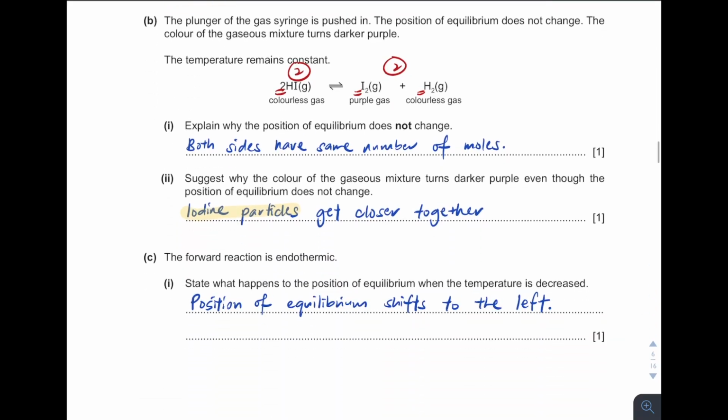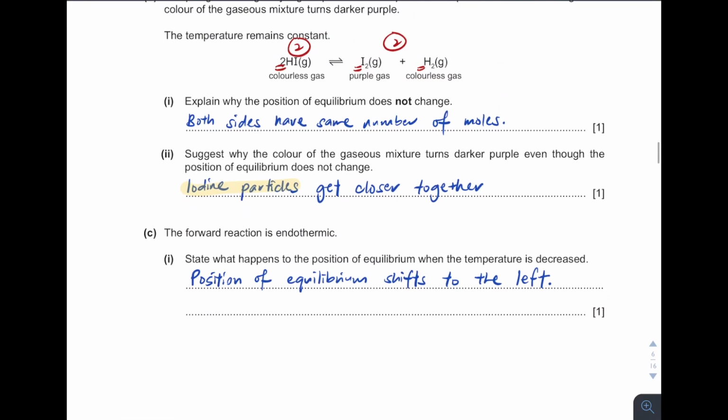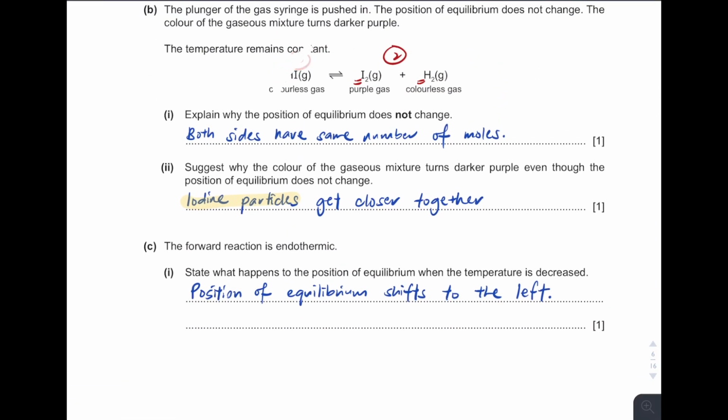Then see, it's mentioned here that the forward reaction is endothermic, which means the backward reaction is exothermic. So what happens to the position when the temperature decreases? Remember, a decrease in temperature will always favour the exothermic reaction. So which one is exothermic? The exothermic one is the backward reaction. So that's the reason why the position shifts to the left.